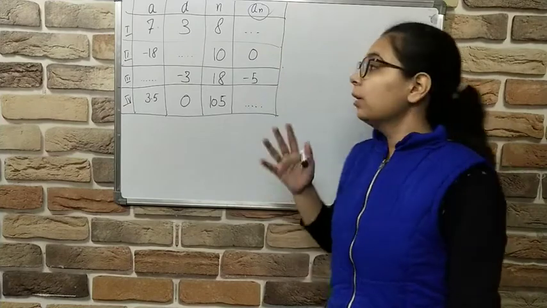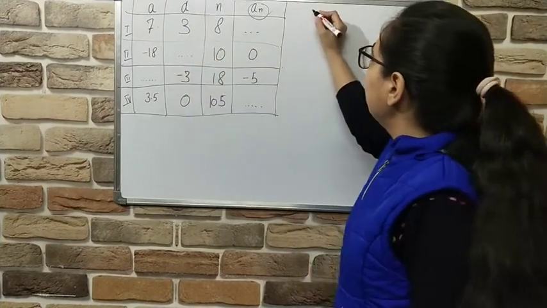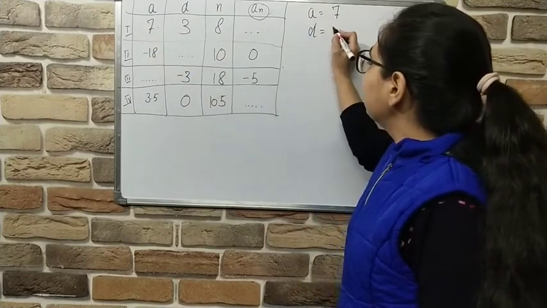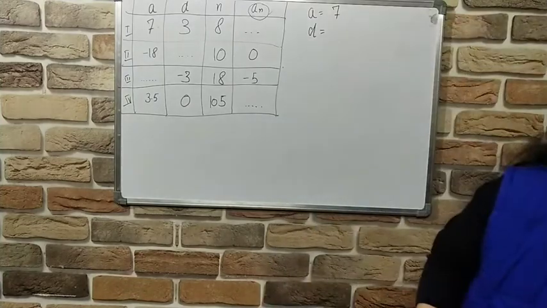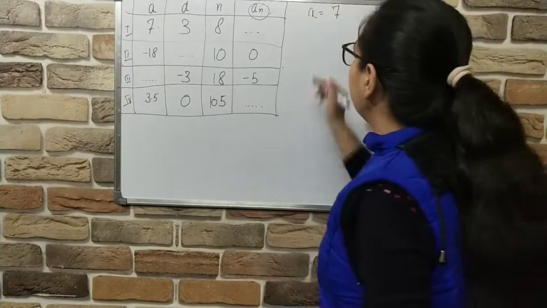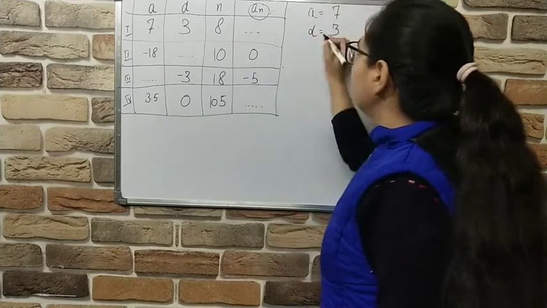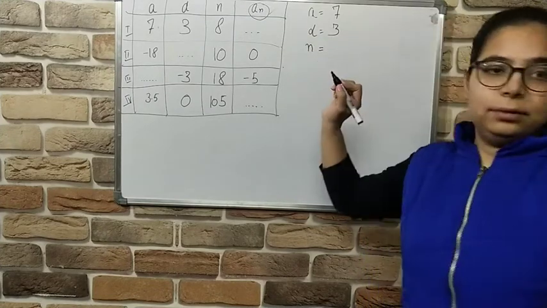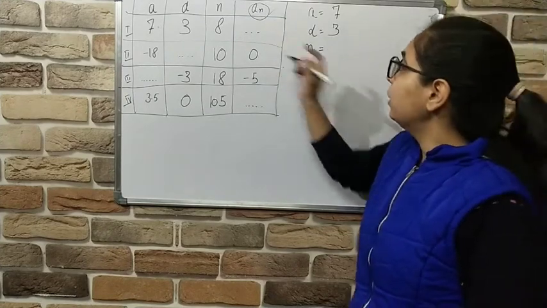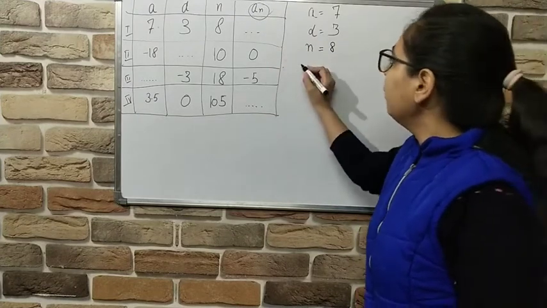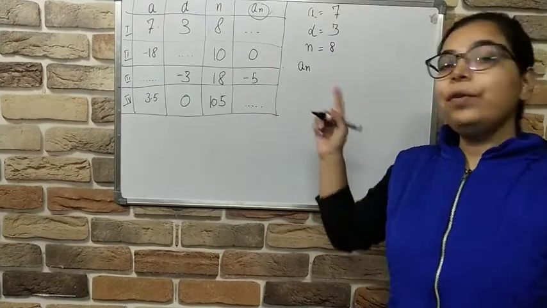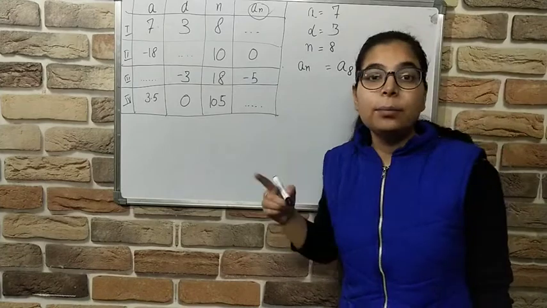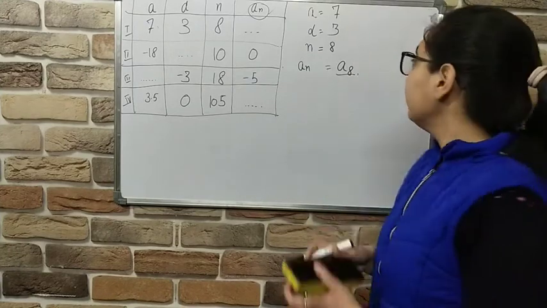First of all, we check what is given. Given is a, which is equal to 7. A, the first term, is given, and d, the common difference, which is equal to 3, is also given, and n, the number of terms, is 8, and we have to find an. What we have to find is a8, that is the 8th term. Now how can we find this?